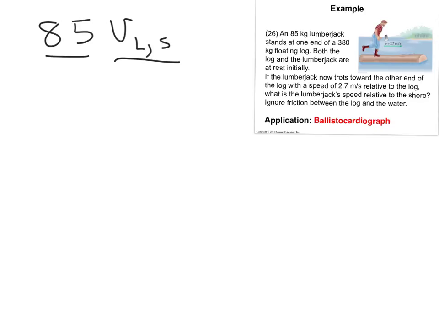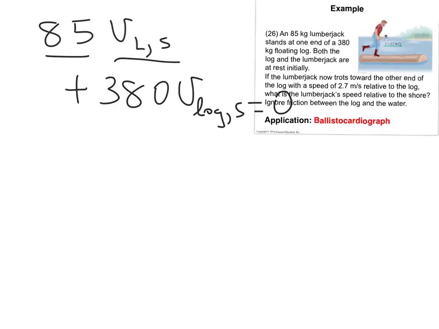Okay? So I have to put 85 times the velocity of the lumberjack relative to the shore, plus, now the other one is the log, which is 380 kilograms, mass times the velocity, and I'm going to call that the log relative to the shore once again. Okay, everything relative to the shore. And this must sum to 0. Right? They tell you to ignore friction between the log and the water. That's what I mean by no horizontal forces acting.